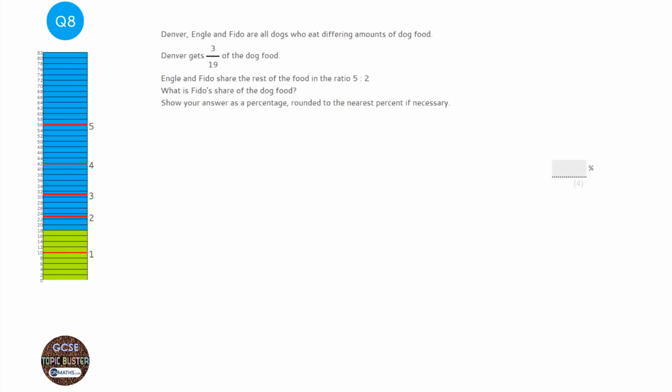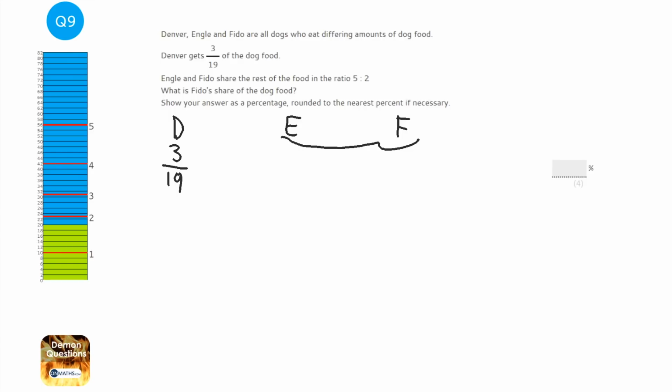Okay, so this is quite a tricky question because it mixes fractions and ratios together, but we've got to be comfortable with that. So I'd first of all just show the information so that I can get my head around it. So we've got Denver, who as a fraction has 3/19 of the food, and so that leaves how much? Well, we've got a calculator, so we could just do 1 take away 3/19 on the calculator, but we know that that's going to be 16/19.